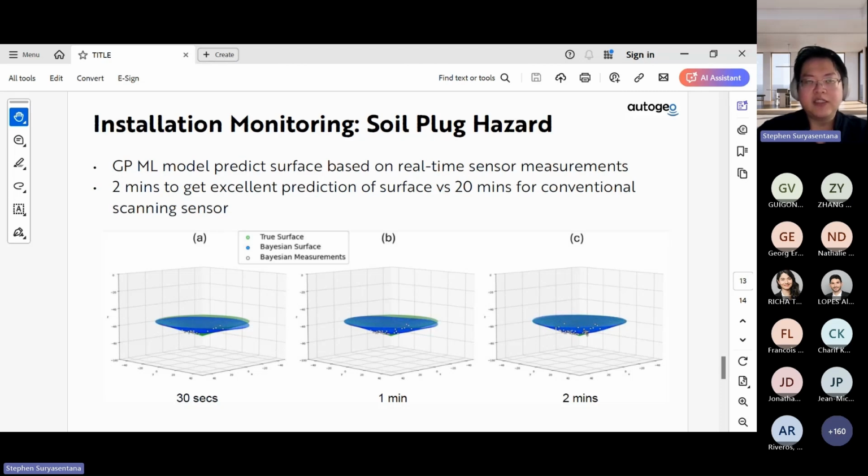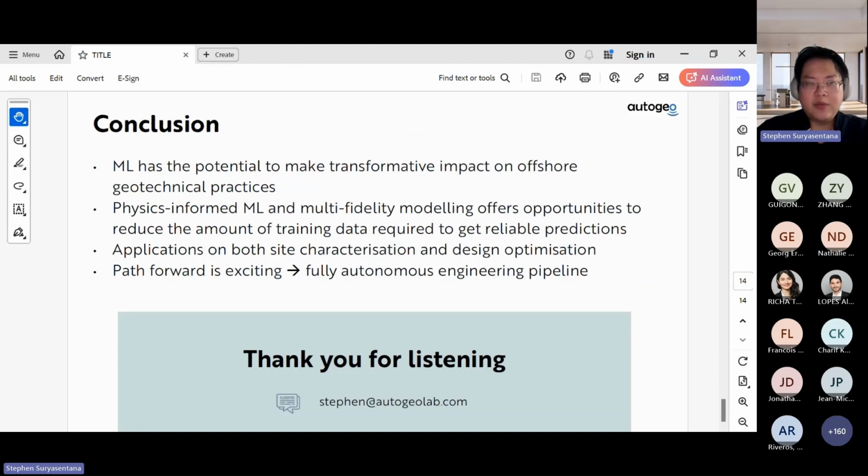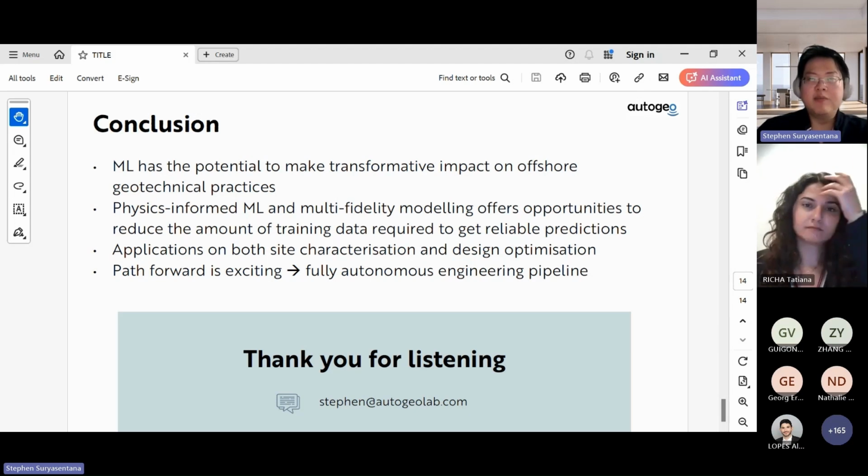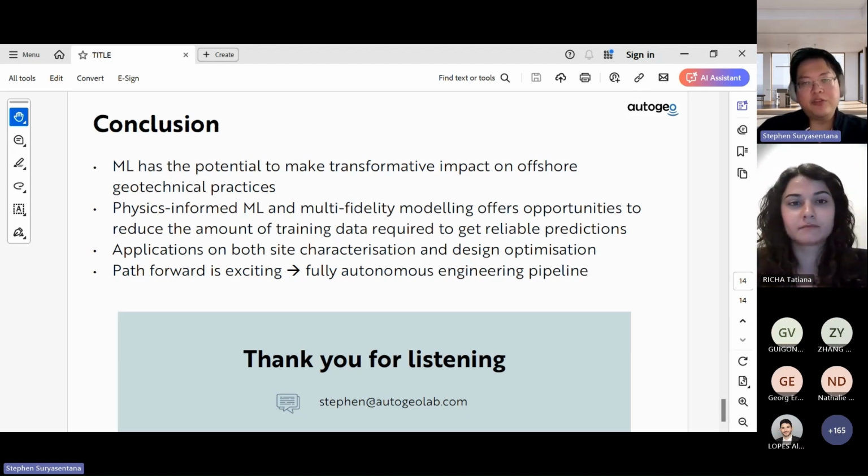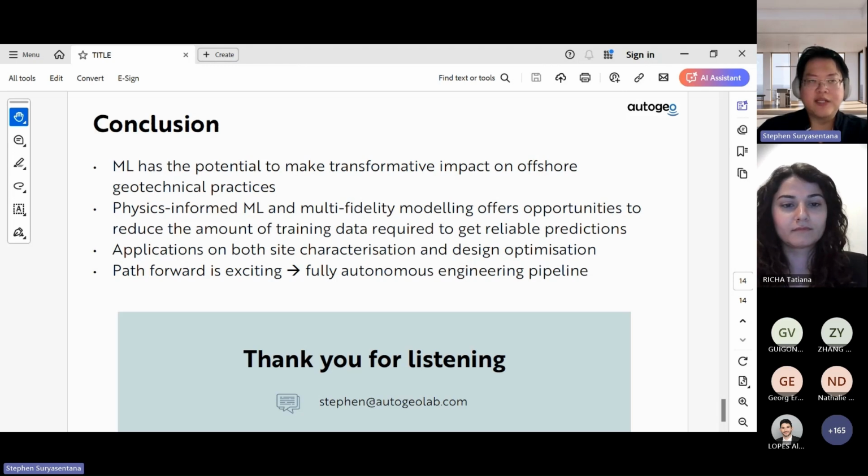So to conclude, we have seen that machine learning has the potential to make transformative impact on offshore geotechnical practices. We have seen how physics-informed machine learning and multi-fidelity modeling can be used to reduce the amount of training data required to get reliable predictions. And this is particularly useful for offshore geotechnics where offshore data collection is so expensive. And so we have seen some applications of these two approaches for site characterization and design optimization.